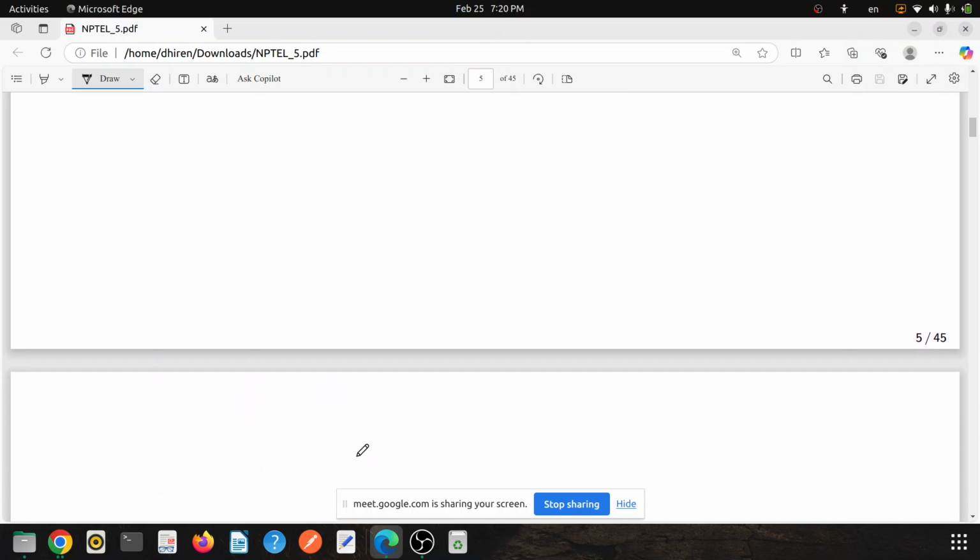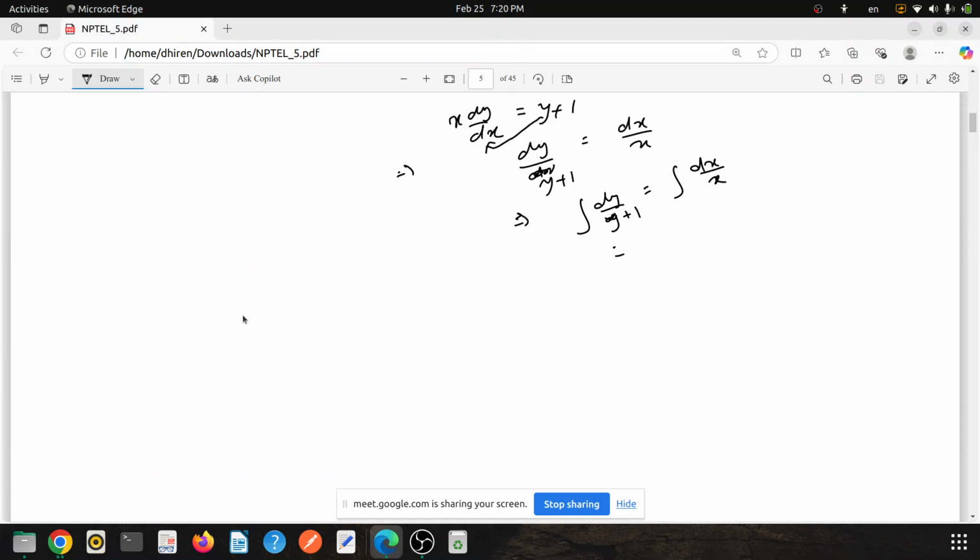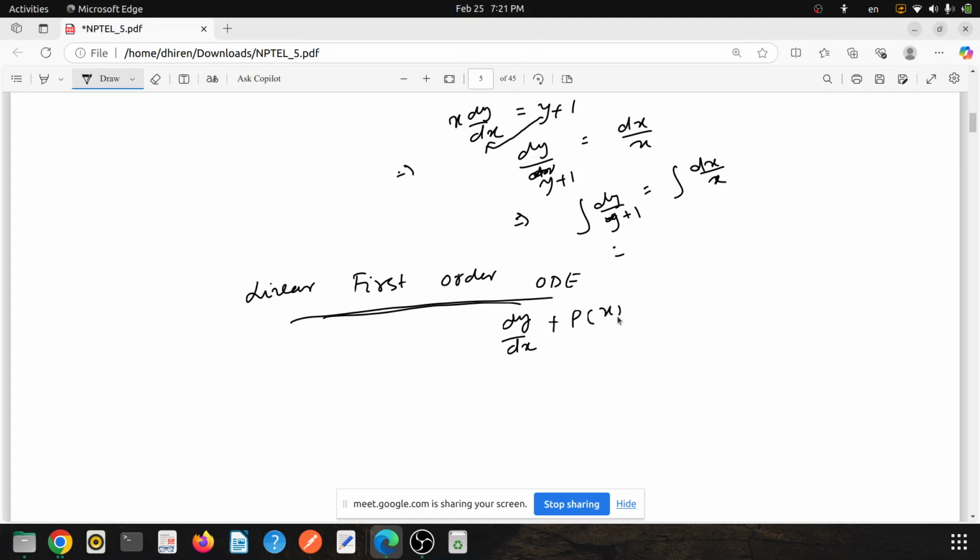Coming to the next part, we'll look at linear first order ordinary differential equations. The general form of this kind of differential equation is dy by dx plus p of x y is equal to q of x. As you know, if this q of x is equal to 0, then it's called homogeneous. If it's not equal to 0, then it's called inhomogeneous.